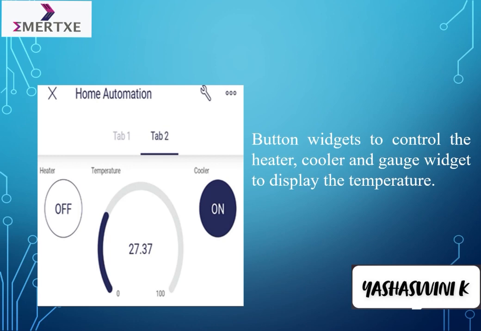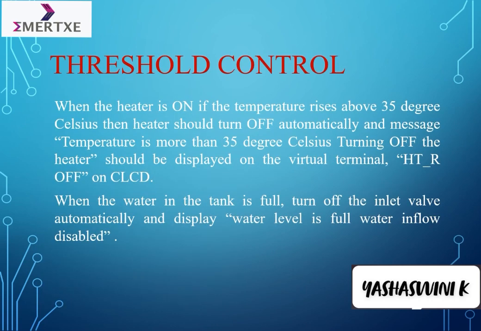Button widgets to control the heater, cooler, and gauge widgets to display the temperature. Threshold control: when the heater is on, if the temperature rises above 35 degrees, as I said before, the heater should be turned off automatically, and the message 'Temperature is more than 35 degrees Celsius, turning off the heater' should be displayed on the virtual terminal and on the CLCD.